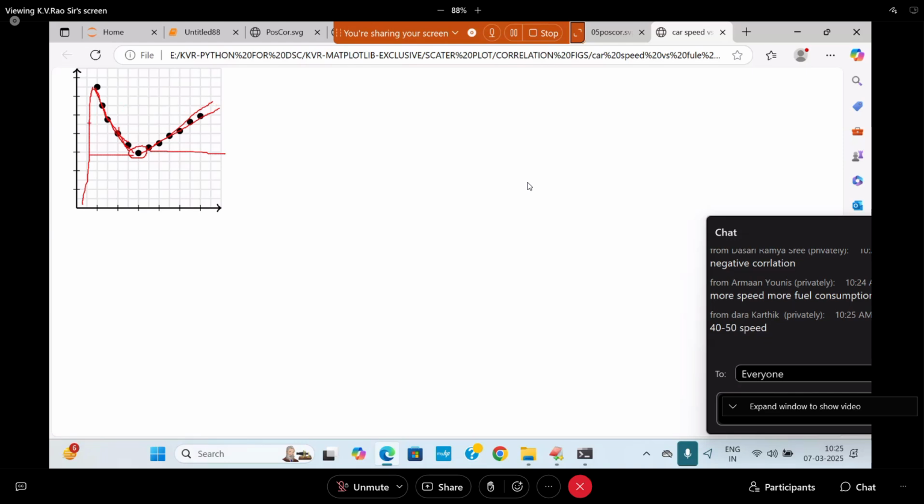So what is there? Negative will be there as well as positive will be there. That constant place where it is getting increased is known as what? Economy.